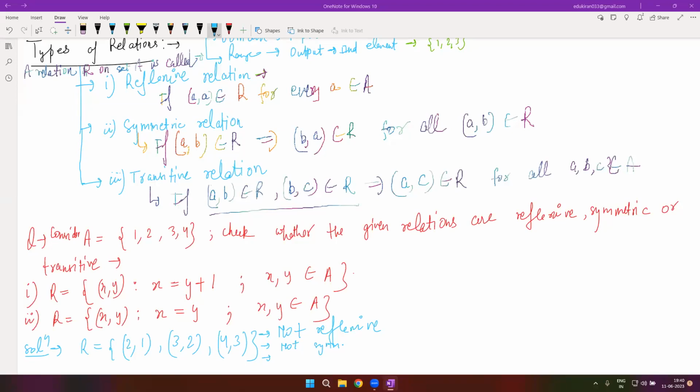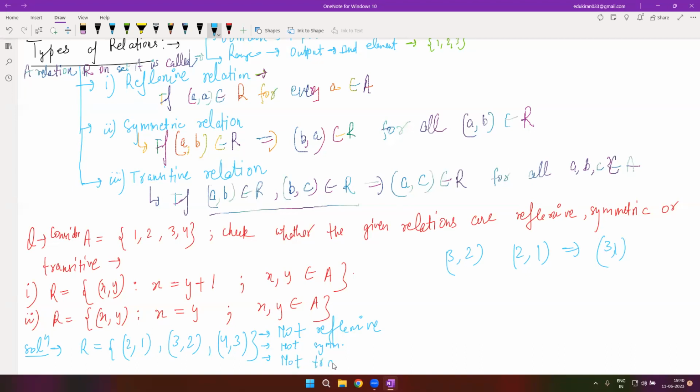3 2, we don't have any element which starts from 2, or do we have? No, check for 3 2 now. For 3 2 we have 2 1. We will check for each element, no? So for 3 2 we will try to find a pair which starts from 2. There is a pair which starts from 2, 2 1. So combined they should also have 3 1, which is not there. Now it's not transitive.